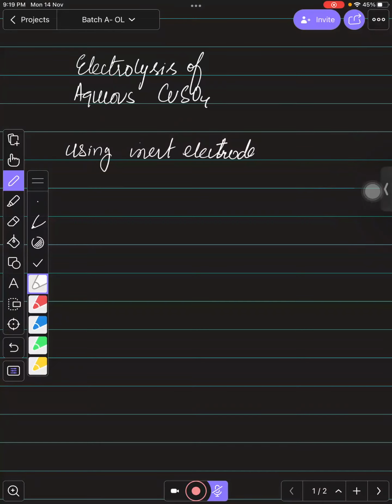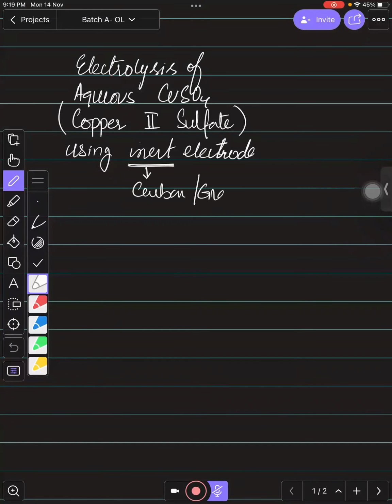Right children? And you can even write the name of copper sulfate like copper(II) sulfate, because it is a transition metal, so you must show the oxidation state of copper over here. And instead of inert electrodes you can also write carbon electrodes, or you can even write graphite as well, because both are the same thing. Right children?